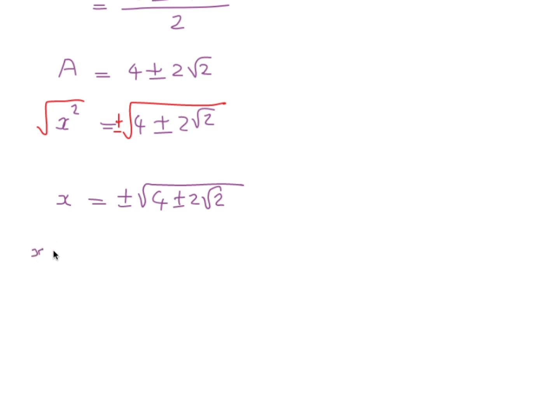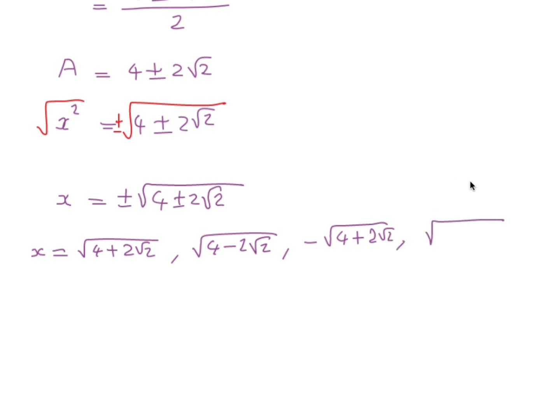So what is the first value? Square root of 4 plus 2 square root 2. The second one, square root of 4 minus 2 square root 2. The third one, minus square root of 4 plus 2 square root 2. And the last, fourth one, is minus square root of 4 minus 2 square root 2.